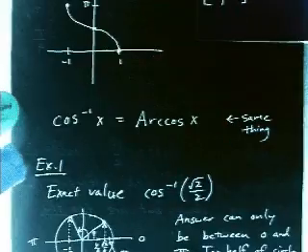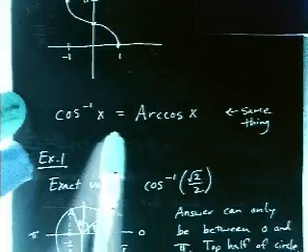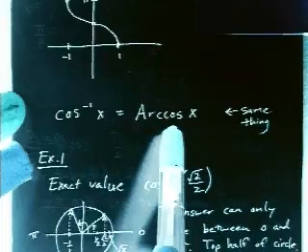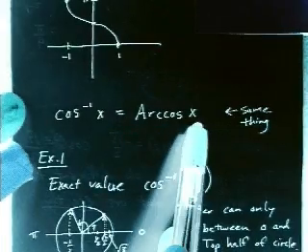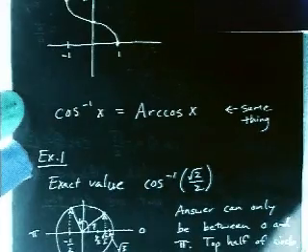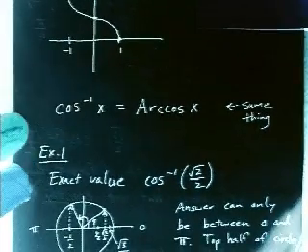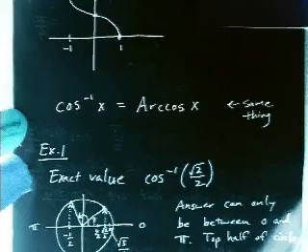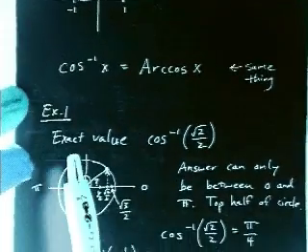You're going to see some notation in the book. Cosine inverse of x is the same thing as arc cosine of x. Do not ask me why in the world we have two different notations. They are the same thing. Probably arguing math teachers or something ridiculous like that.